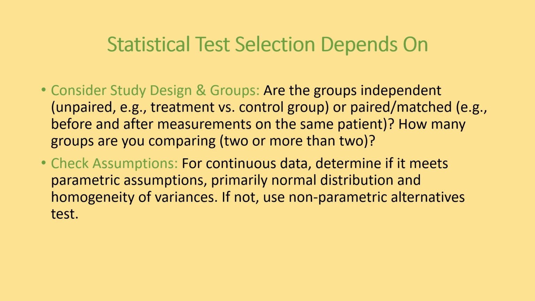Consider study designs and groups. Are the groups independent, unpaired, like a treatment group and a control group, or paired, matched? For example, before and after measurements on the same patients. How many groups are you comparing, two or more than two groups? Check assumptions. For continuous data, determine if the data meets parametric assumptions, primarily normal distribution and homogeneity of variance. If not, use non-parametric alternative tests.